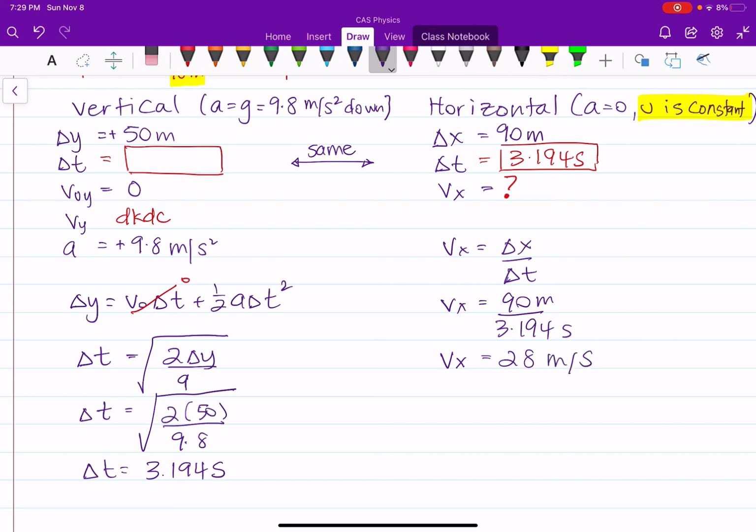All right, and that's the answer we're looking for. They're asking for the initial velocity. So that's what it is. There we have it.